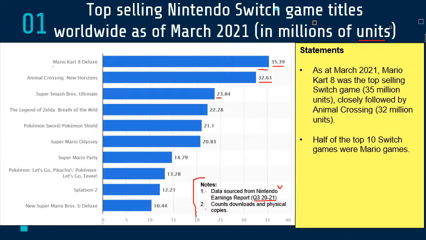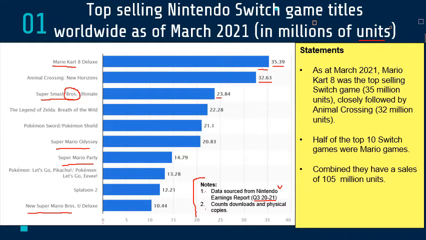Now here I've gone through Mario Kart, I've got Super Smash Brothers. Now the brothers there refers to the Mario brothers, Luigi and Mario. I know there's a whole cast of other characters in that game, but I'm going to include that as a Mario game as well. I've got Super Mario Odyssey, Super Mario Party, and New Super Mario Brothers. So we can say fairly that half of the top 10 Switch games were Mario games. So that might tell us something about the popularity of Mario as a franchise.